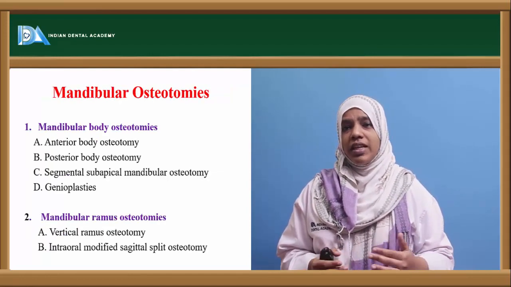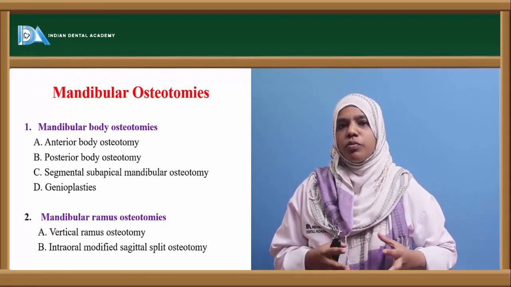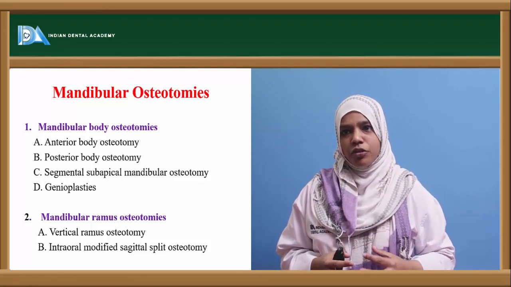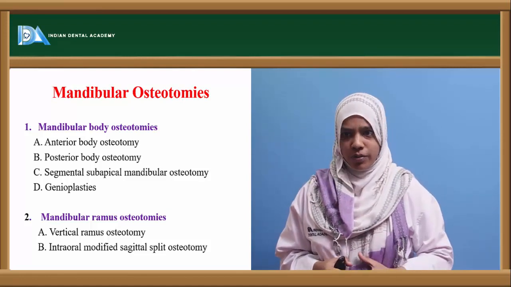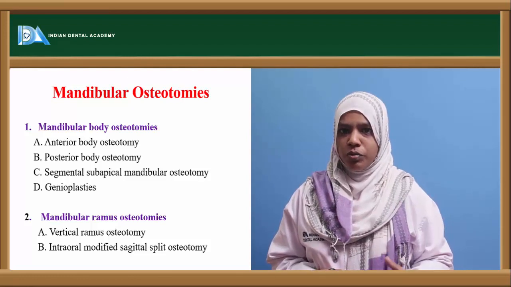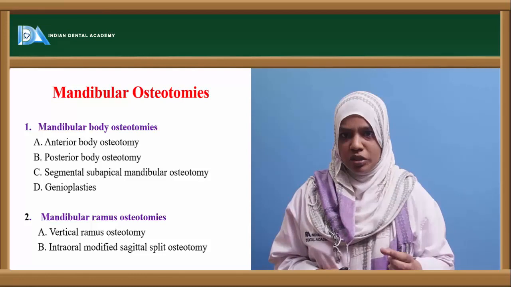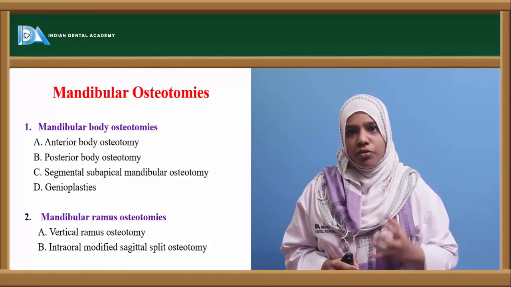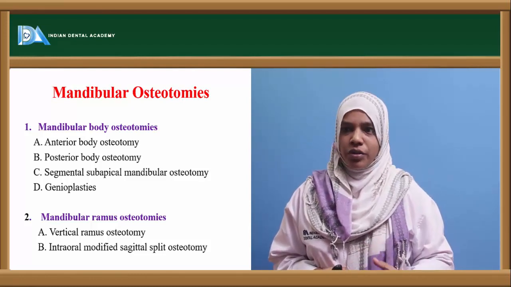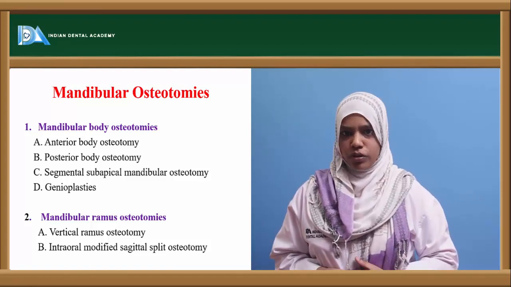Now, let's move on to the mandibular osteotomy procedures. Mandibular osteotomy procedures are basically divided into body osteotomy and ramus osteotomy. Body osteotomy procedures include anterior body osteotomy, posterior body osteotomy, segmental cervical mandibular osteotomy, genioplasty. Whereas ramus osteotomies include vertical ramus osteotomy and intraoral modified sagittal split osteotomy.